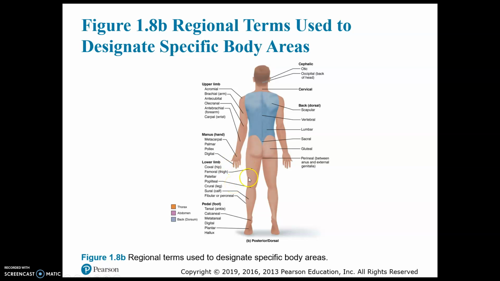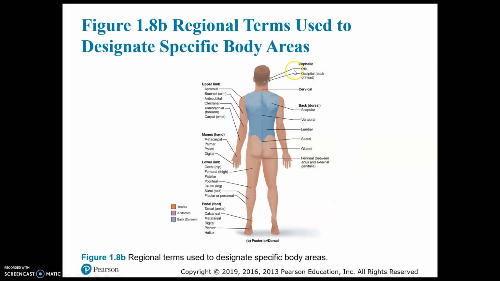The lower limb, you can see the thigh region. You can't see the hip region shown here, the coxal, but you can see the femoral or thigh region. You can see the popliteal or back of the knee. You can see the sural region or calf region. You can see the fibular, which is the lateral portion of the leg. Remember, leg is lower leg. You can see the calcaneal, which is the heel, and you can see the plantar portion of the foot. Okay.